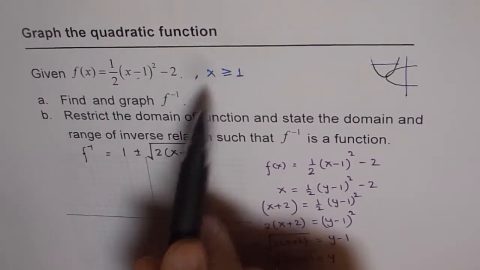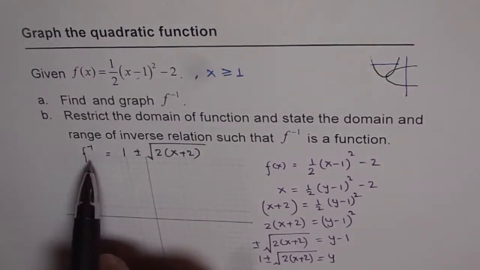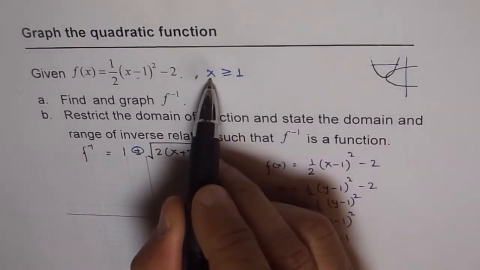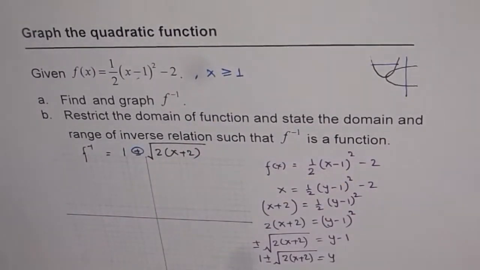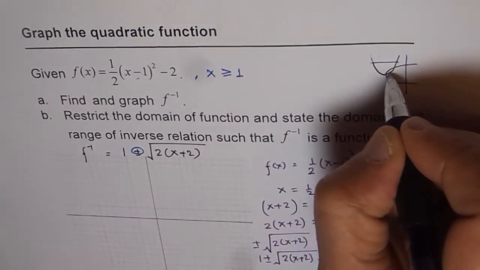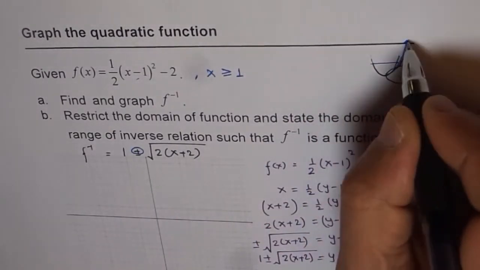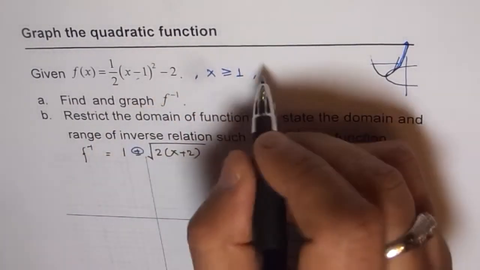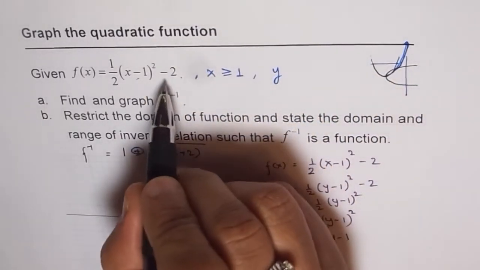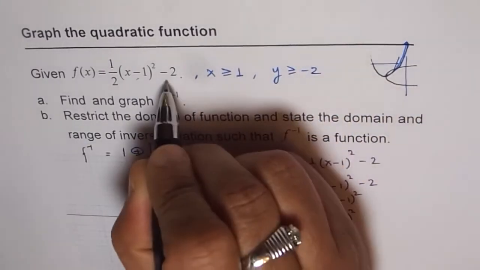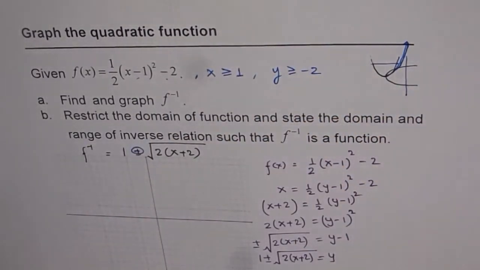Now if you restrict this, do you know what effect will be seen on the inverse of the function? You'll have an inverse function with only the positive sign since you are considering x greater than or equal to 1. Remember that part, right? Earlier it was a full parabola, and now you're only considering half of the parabola, right? So you're considering x greater than or equal to 1, and in this function, because it is opening upwards, y will be greater than or equal to minus 2. That is your range, right?